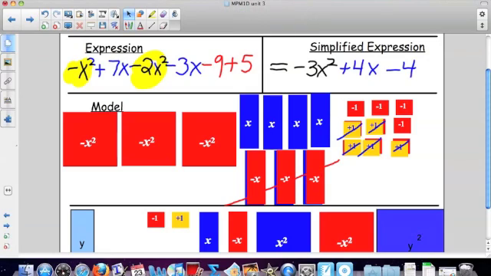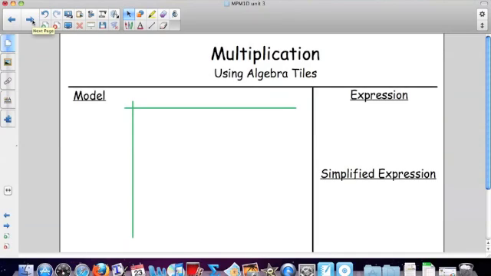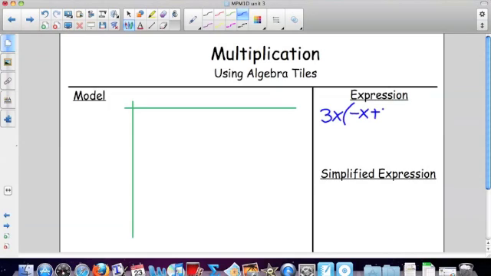Now we're going to move into multiplication, because I want to be able to illustrate the distributive property with you. So we're going to do this question. Remember, with multiplication, you're putting tiles on the side as well as on top. And our question that I want you to tackle is 3x times negative x plus 2. We're going to be putting it on the side and on the top. So one expression is going to go on the side, one expression is going to go on the top.